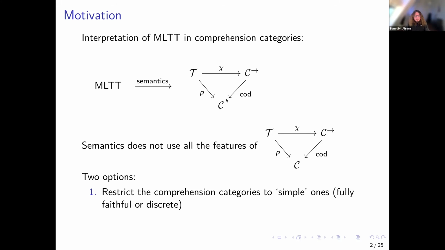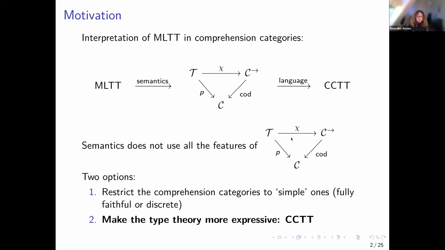But for now, very superficially speaking, there are two options. We could restrict the comprehension categories, or we could focus our attention on particularly simple ones where these features that we are not using are trivial in the mathematical sense, if these are fully faithful or discrete comprehension categories. I will come back to that.